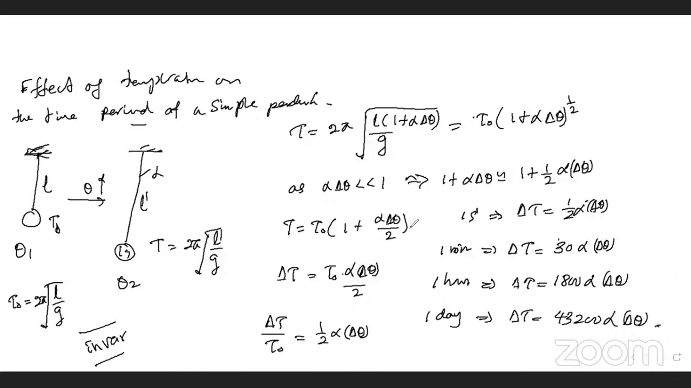According to this, the time period increases when the temperature increases. That means your watch is running slowly. When the temperature increases, the watch runs slowly. When the temperature decreases, the time period is reduced, so your watch runs faster.